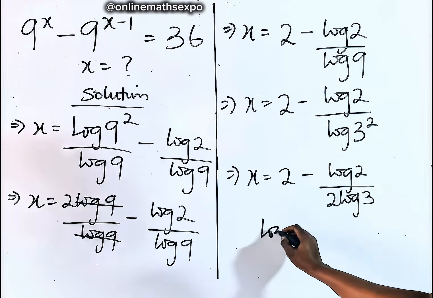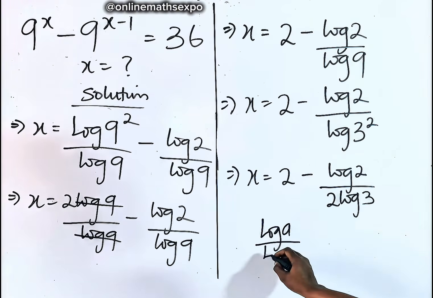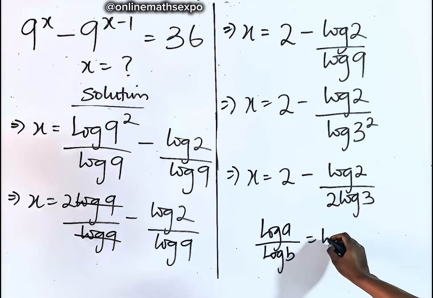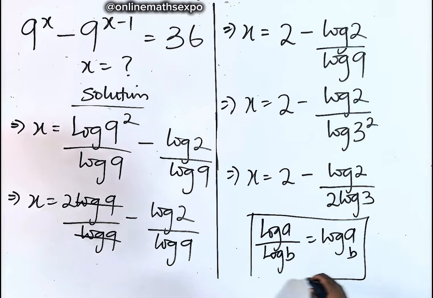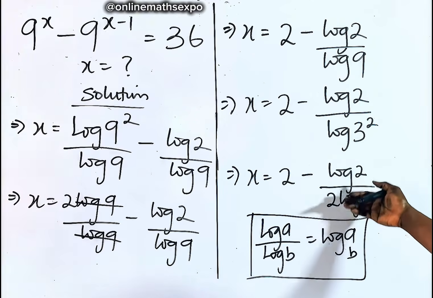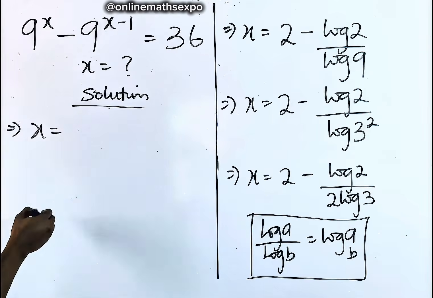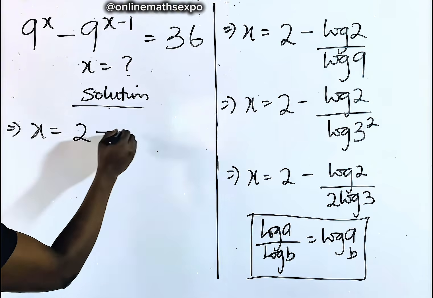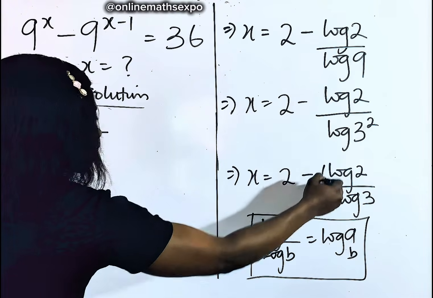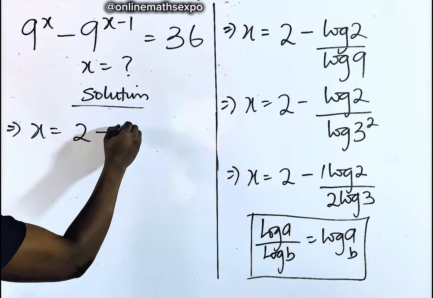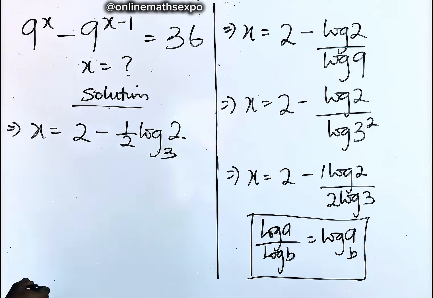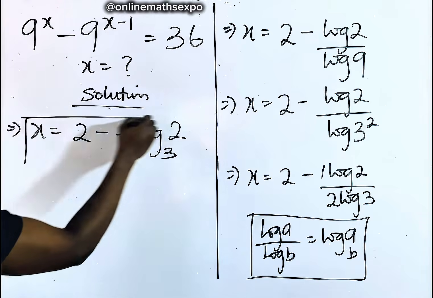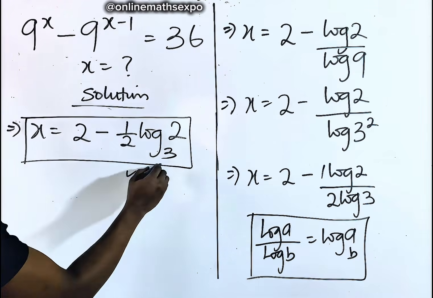Remember, for every log of A divided by log of B, it's always log of A base B, your change of base rule. So if you apply it here, we are going to have x is equal to 2 minus, remember the coefficient here is 1, so we're going to have half of log of 2 base 3. And this gives us the simplified value of x.